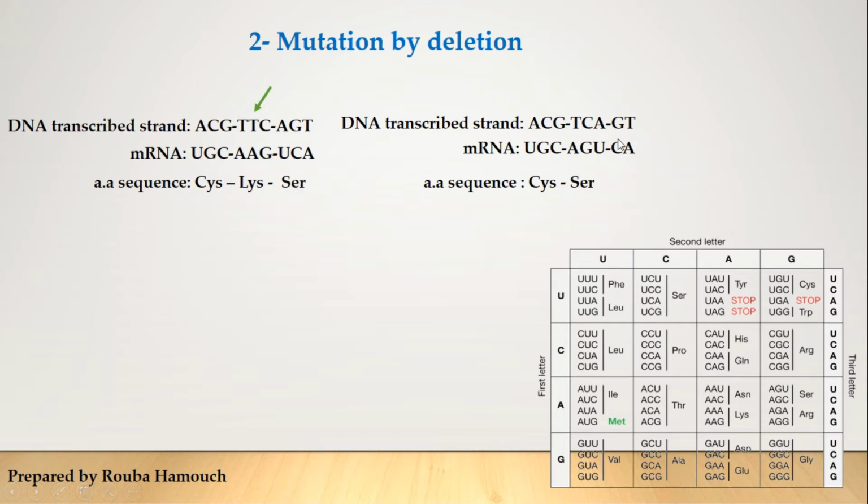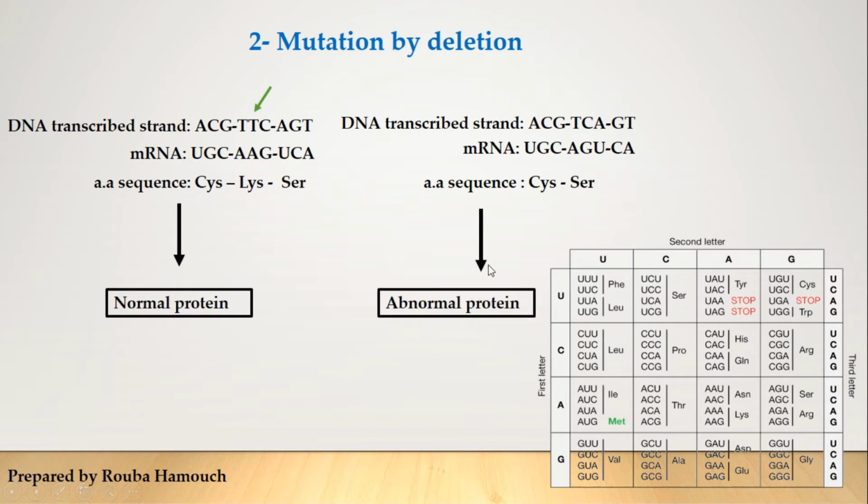Why? Since the third codon cannot give an amino acid. Because we know that one codon is made up of three nucleotides. Each three nucleotides give one amino acid. Two nucleotides cannot give an amino acid. Therefore, what could be the consequence of this deletion on the protein? The protein is abnormal, truncated. The protein is incomplete. It is constituted of two amino acids instead of three.